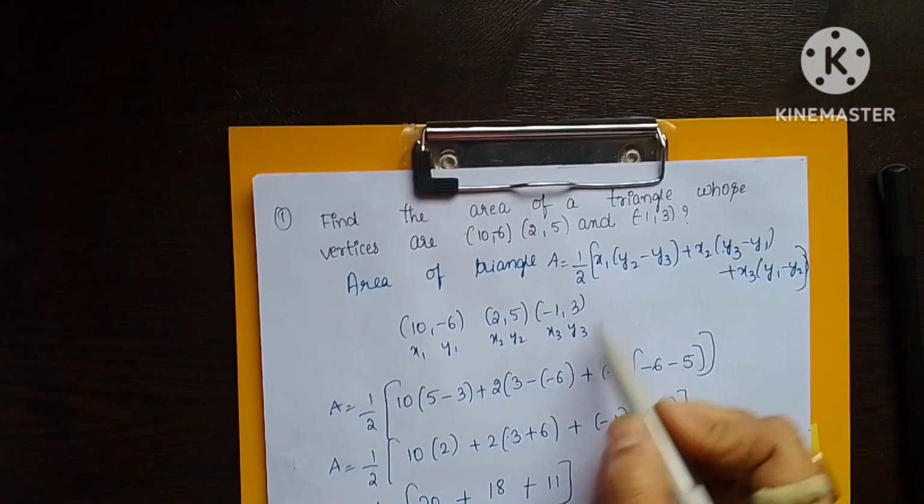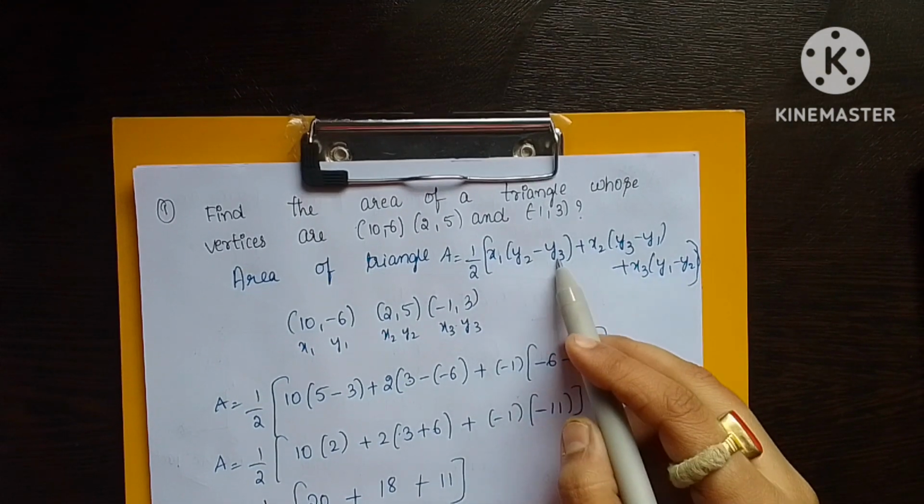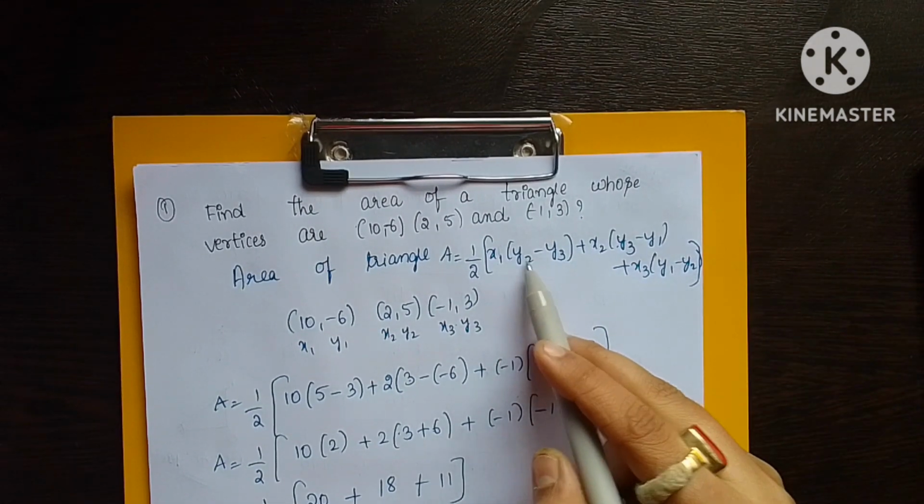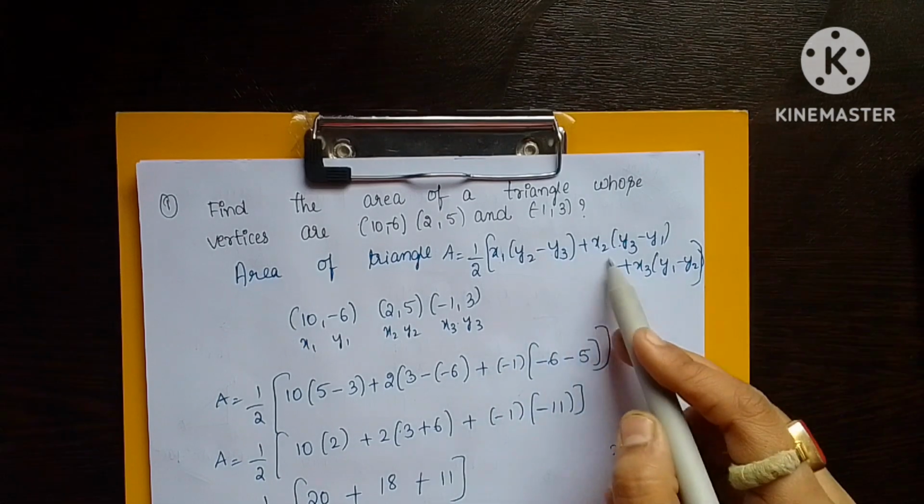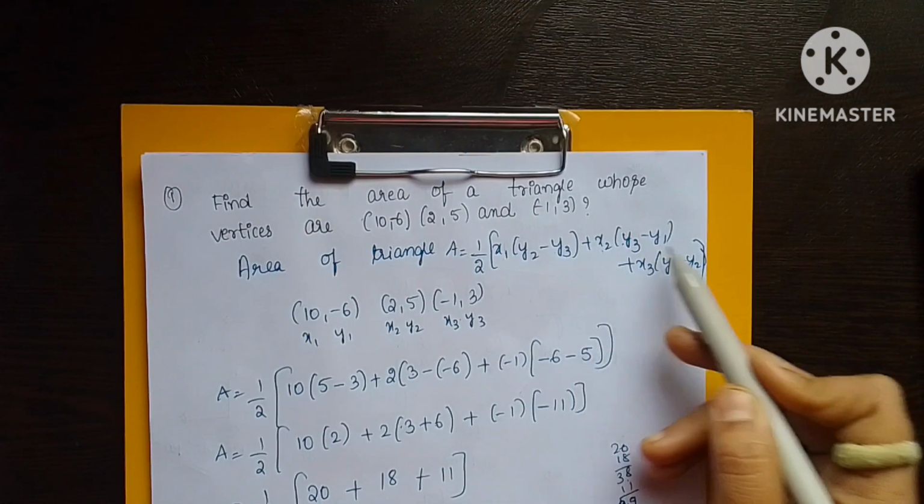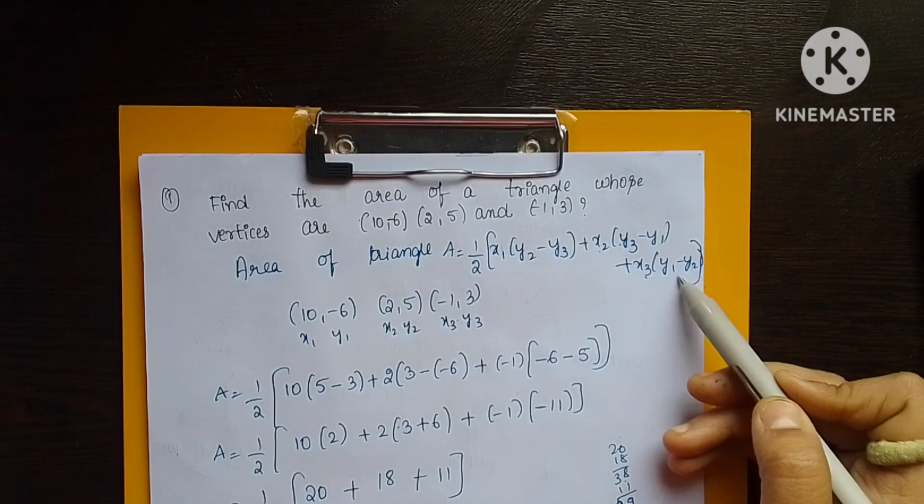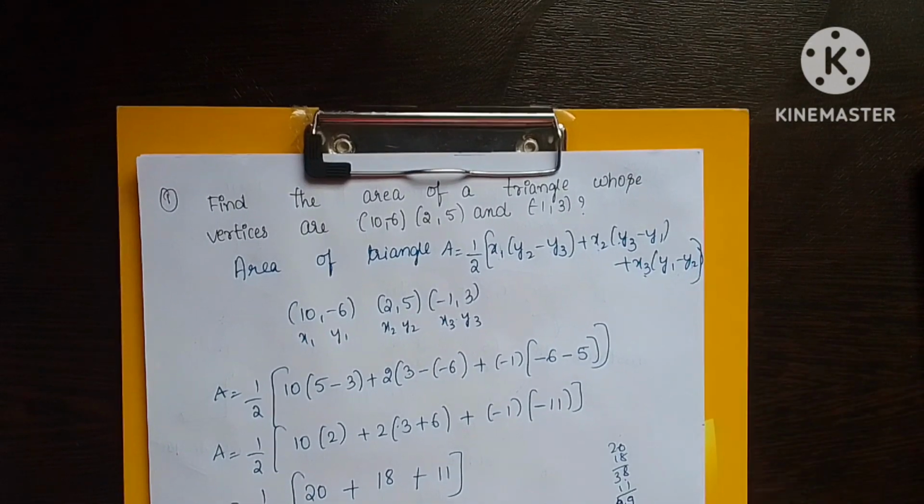This formula is very important. That is 1 by 2, x1 into y2 minus y3. When x1 comes, the y1 coordinate will be absent. Here x2, the y2 coordinate is absent, and x3, the y3 coordinate is absent.